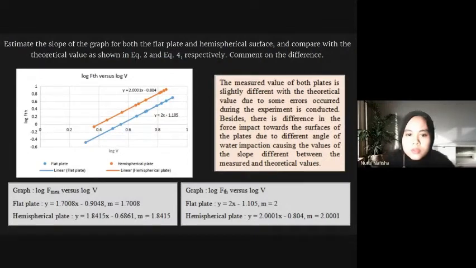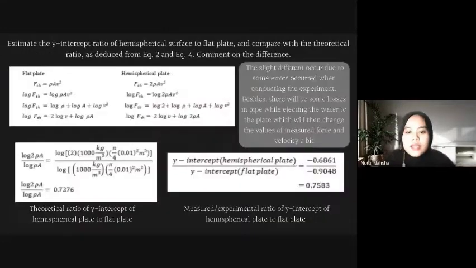So the measured value of both plates is slightly different from the theoretical value due to some errors that occurred when the experiment was conducted. Besides, there is a difference in the force impact towards the surface of the plates due to the different angle of water impaction, causing the values of the slope to be different between the measured and theoretical values. Next slide.